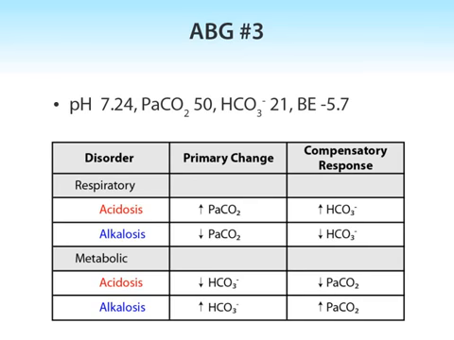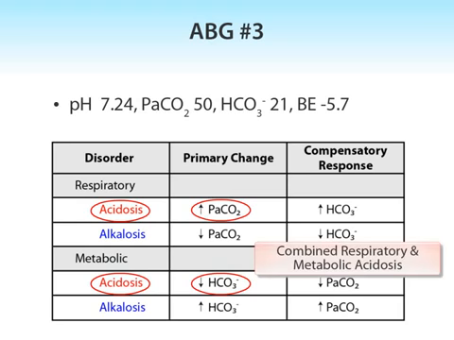ABG number 3 has a pH of 7.24, carbon dioxide of 50, bicarbonate of 21, and base excess of negative 5.7. Following our boxes, we see that this patient has combined respiratory and metabolic acidosis. How might you treat this patient? Administering bicarbonate would significantly raise carbon dioxide levels and worsen the respiratory acidosis. Bicarbonate should not be given without first improving the ventilation.